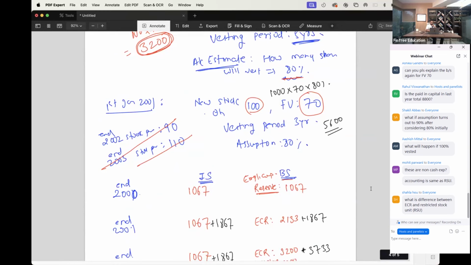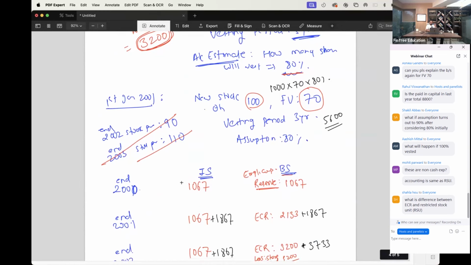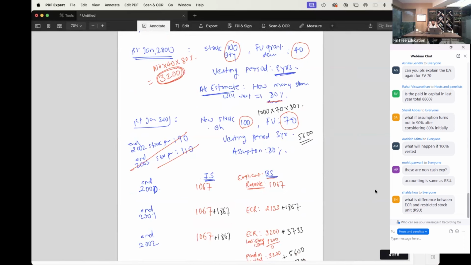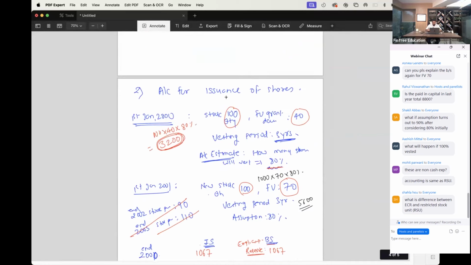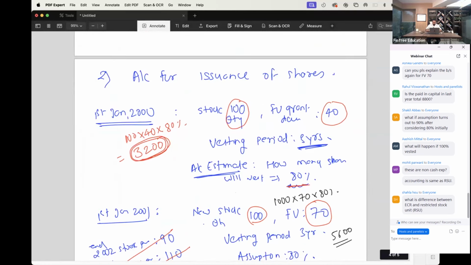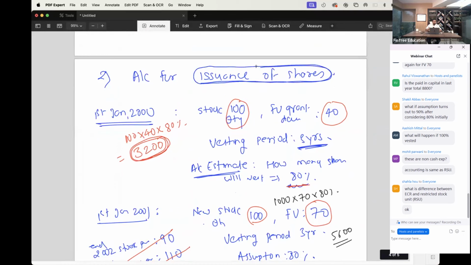What is the difference between ECR and restricted stock unit? No. See, they are not comparable. ECR is a different thing. Restricted stock unit is a different thing. What we are learning here is how to do accounting for issuance of shares to the employee, not options. I'm giving shares to the employees.